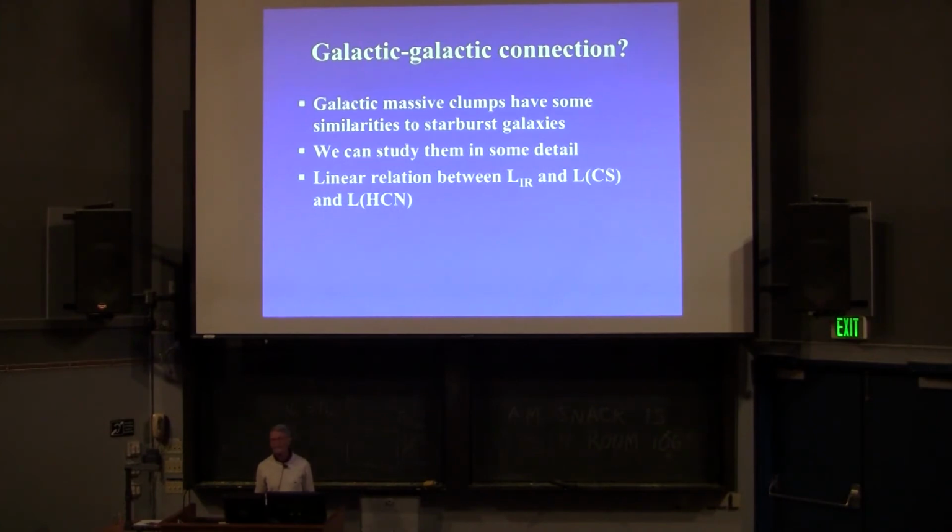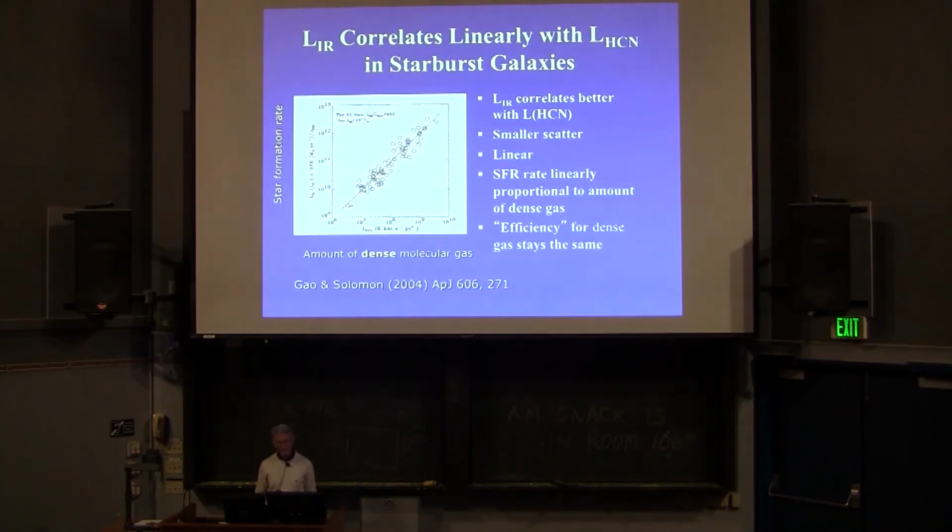So can we extend this to other galaxies? The galactic massive clumps have some similarities to starburst galaxies, but we can study them in detail. Remember that Gao and Solomon pointed out quite a long time ago that if you plot the star formation rate in starburst galaxies versus the luminosity of HCN, which we can translate into the amount of dense molecular gas, you get a linear relationship, not a 1.4 or 1.5 relationship. So the star formation rate is linearly proportional to the amount of dense gas, and it argues that the efficiency for the dense gas stays about the same instead of increasing with density.